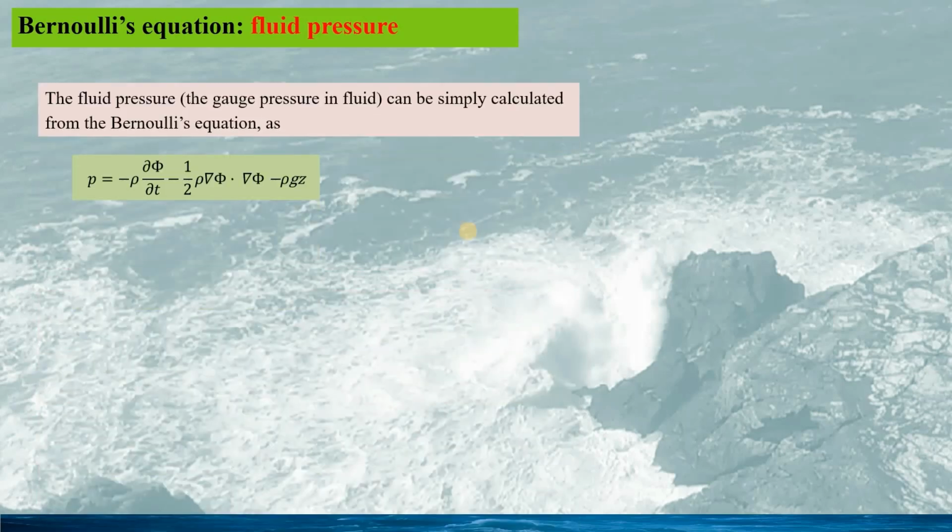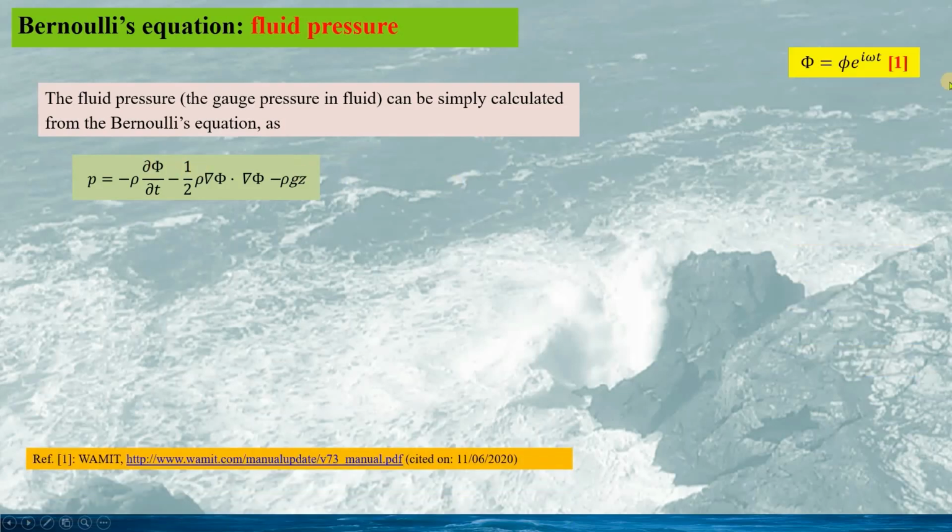Once the potentials of the diffracted wave and the radiated waves are solved, together with the known potential of the incoming wave, we can calculate the fluid pressure based on the Bernoulli's equation, given as this. Here, capital phi is the time-dependent total velocity potential, and the phi here is the complex amplitude of the potential.